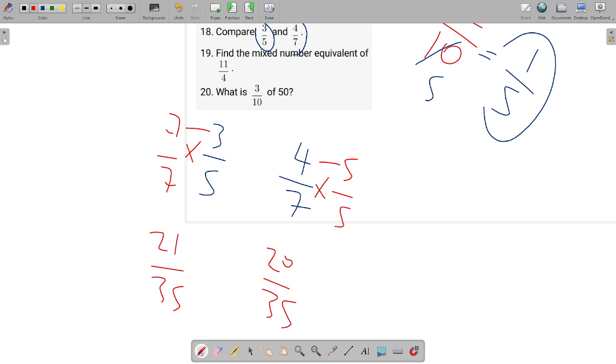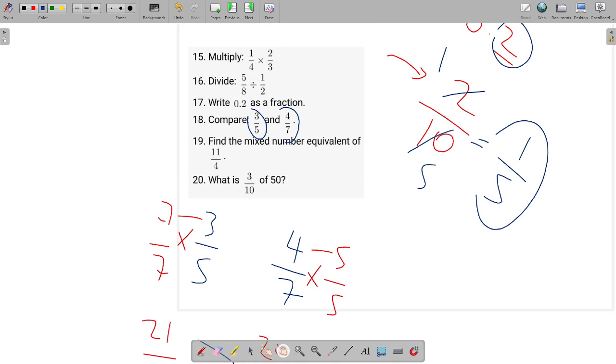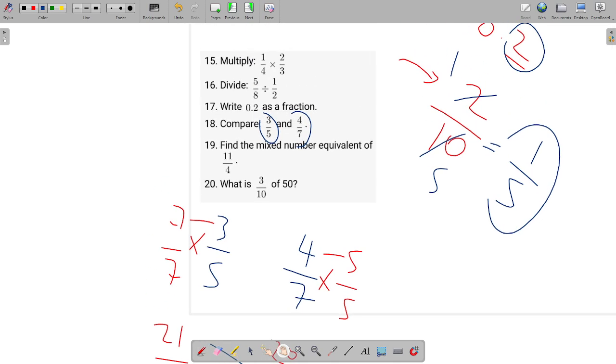Now I can compare these two fractions. When I look at 21 and 20, I know that this fraction is bigger. So the answer is what? When I compare these two, I know that 3 over 5 is bigger than 4 over 7. Now let's go to the next one.